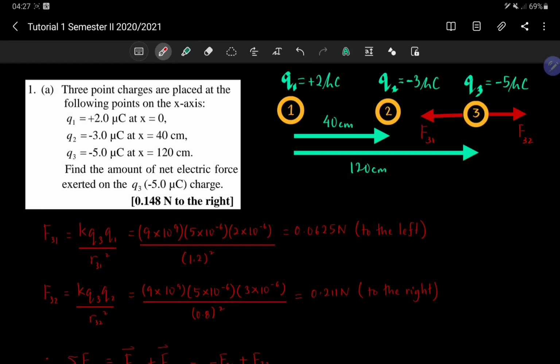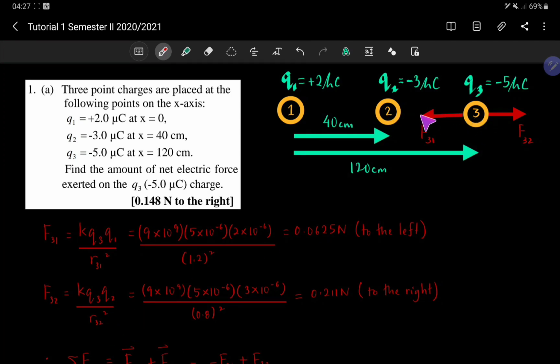Okay, we just do the same thing in calculating F32. F32 equals kQ3Q2 over R32 squared. So k is a constant, which is 9 times 10 to the power of 9. Q3 is the third charge. Q2 is the second charge, given already. Okay, substitute into this equation. And R32 is the separation between Q3 and Q2.